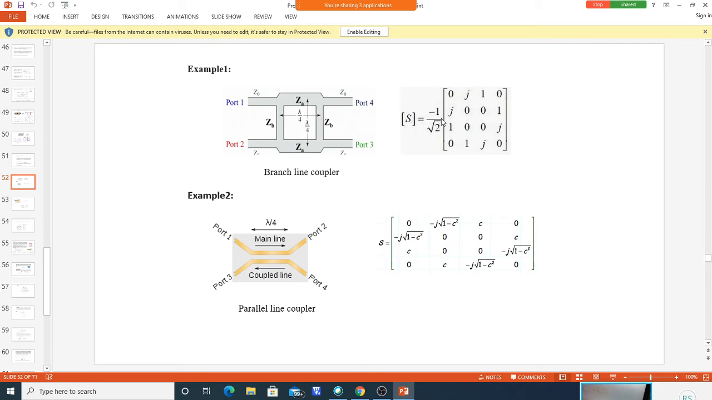Similarly, this is outside the bracket, which is common for all the parameters. This is a 4-port network. This is a branch line coupler, which we are also studying in our simulation. So if they ask you to check whether it is a reciprocal network, you just look at this, and if it is a mirror image above and below with respect to the diagonal, that is reciprocal. Or you check S21, S12, all the parameters. If they are equal, then it is a reciprocal network.